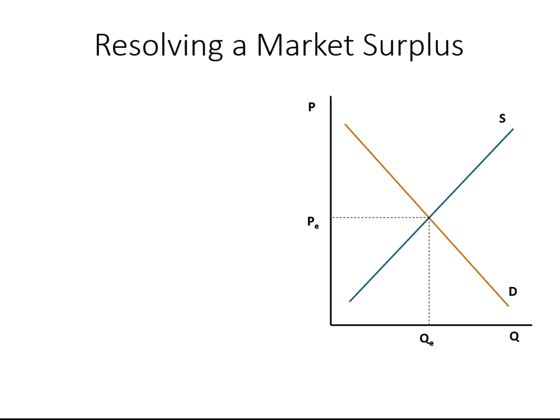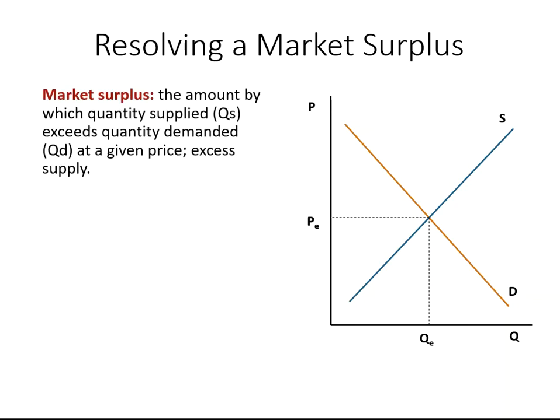So let's see, we have the market surplus. Before I talk about market surplus, I have to explain what a surplus is. Market surplus means the amount by which quantity supplied, which is QS, exceeds the quantity demanded at a given price. In other words, we have too many products on the market, but we don't have enough demand. Can you find an example?